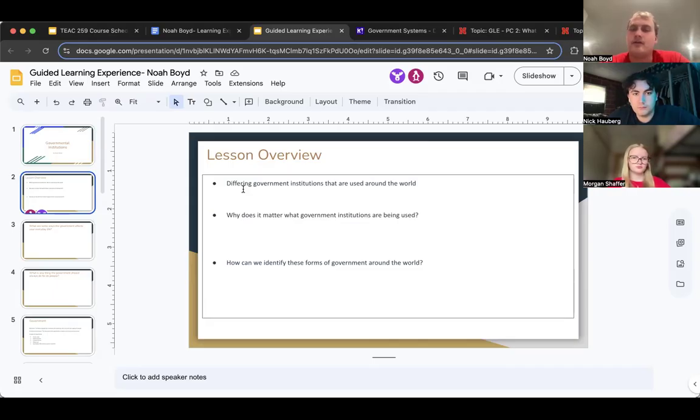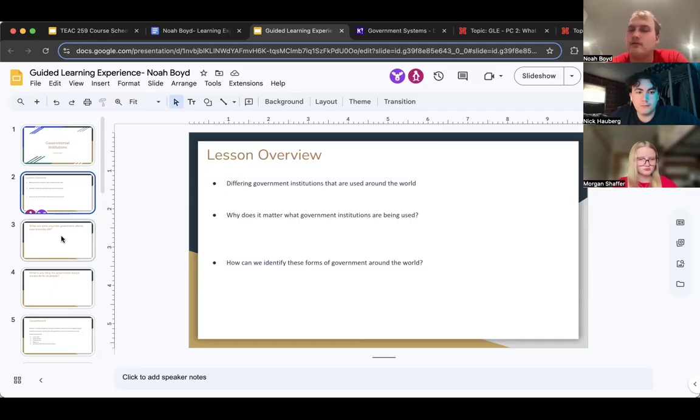And then lastly, how can we identify these forms of government around the world? So we're going to look at all the different forms of governments. We want to be able to look at the characteristics of a democracy or a republic or a dictatorship and be able to identify what it is. So for today's lesson, I'll provide some information. You might have to answer some questions, and then at the end, we'll have a Kahoot and we'll ask questions about everything we learned today.